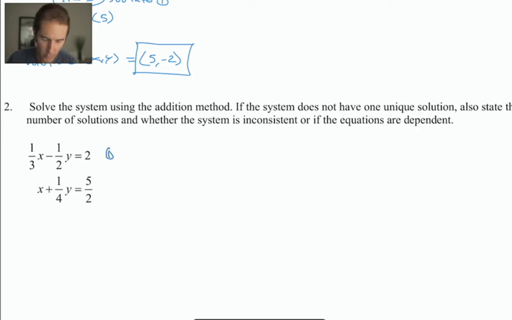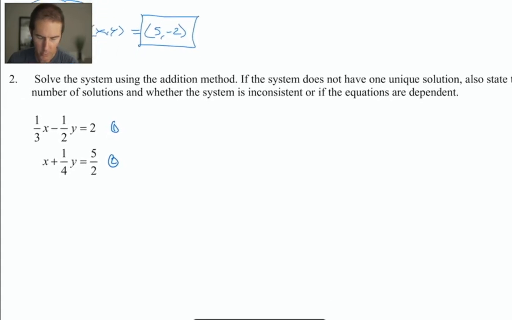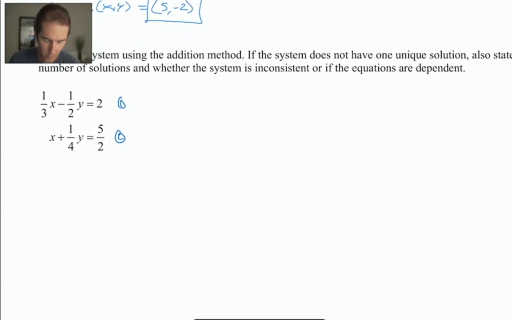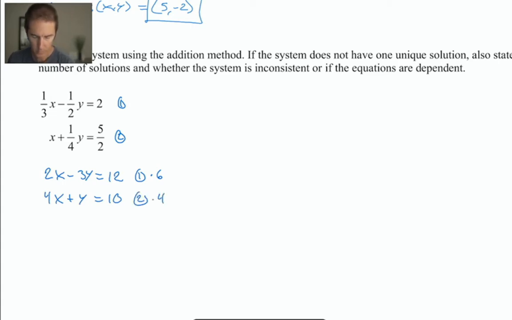So let's number these 1 and 2. I'm going to multiply equation number 1 by 6, which gives me 2x minus 3y equals 12. That looks much nicer already. That's equation number 1 times 6. Equation number 2 I'm going to multiply by 4. That's 4x plus y equals 10. Also much nicer. That's equation 2 times 4. Just double checking my arithmetic. I think that's okay. And so now we'll think of this as a new system.